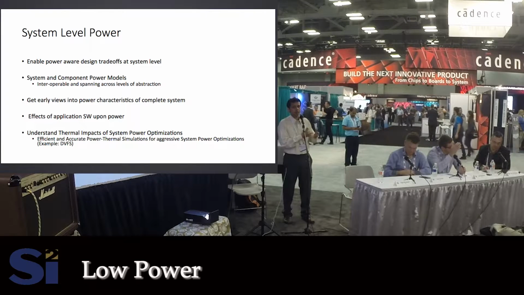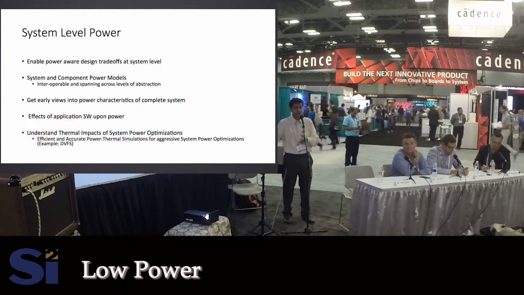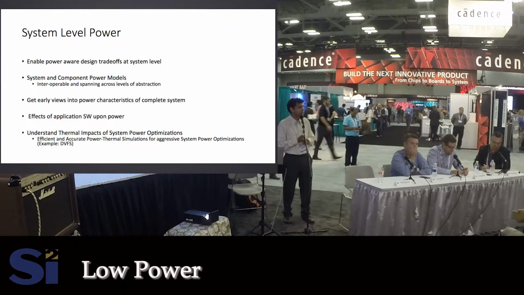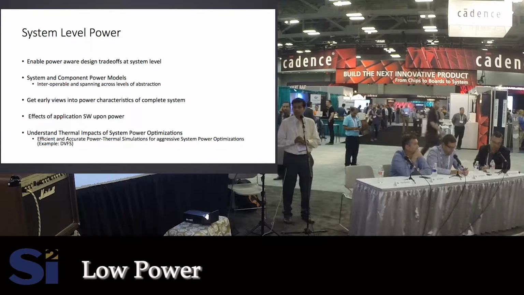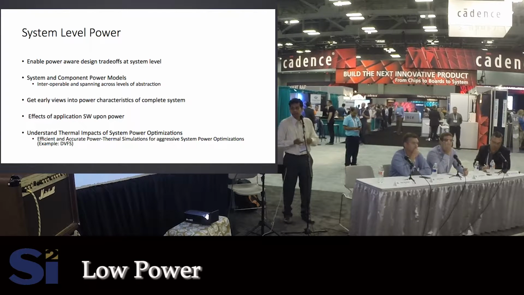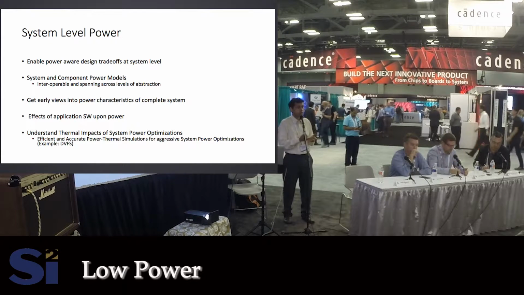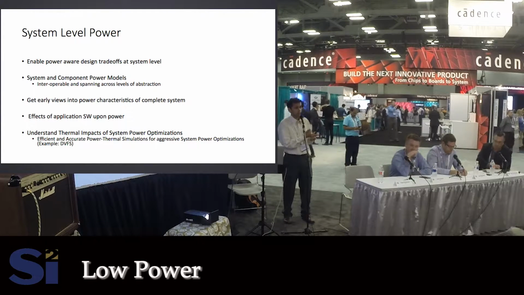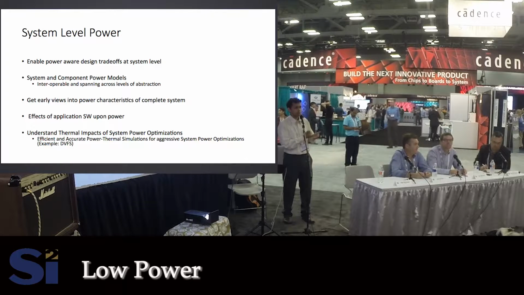What software do you run? How do you actually get the actual vectors when you're doing these kinds of analyses? That's another challenge which needs to be addressed, right? And then of course, getting to understand the thermal impact of system power optimization, right? So you're trying to do some very fancy voltage and frequency scaling, or you're trying to do some throttling, and you have maybe a lot of architectural decisions you're trying to make to optimize power. But what's that impact in a thermal sense?